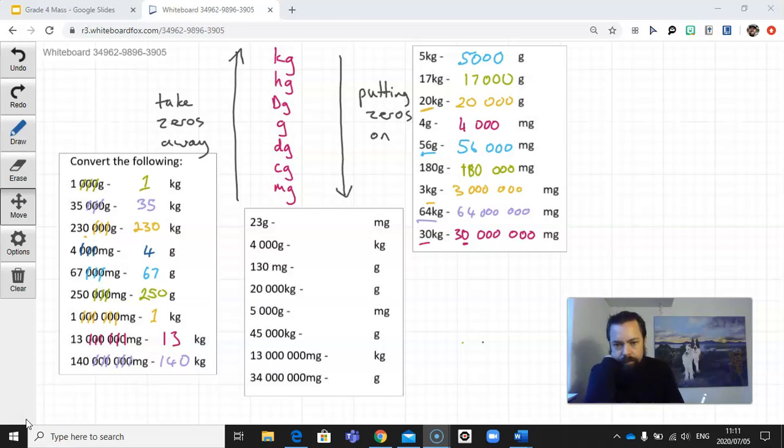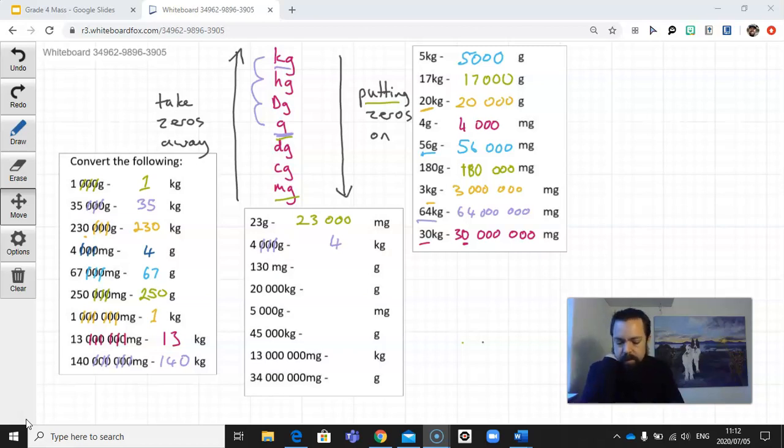Okay, for the first one, we're going from grams to milligrams. Grams to milligrams, we're going down, so we're putting zeros on. We're going 3 jumps, so we add 3 zeros. That's pretty much what we've been practicing. Having a look at the next one, we're going from grams to kilograms. That's going up, so we're taking zeros away. 1, 2, 3. We're going to take 3 zeros away. We're left with 4 kilograms.